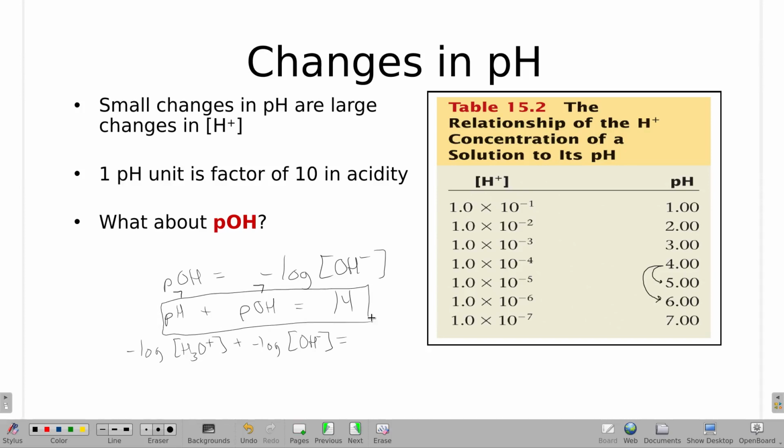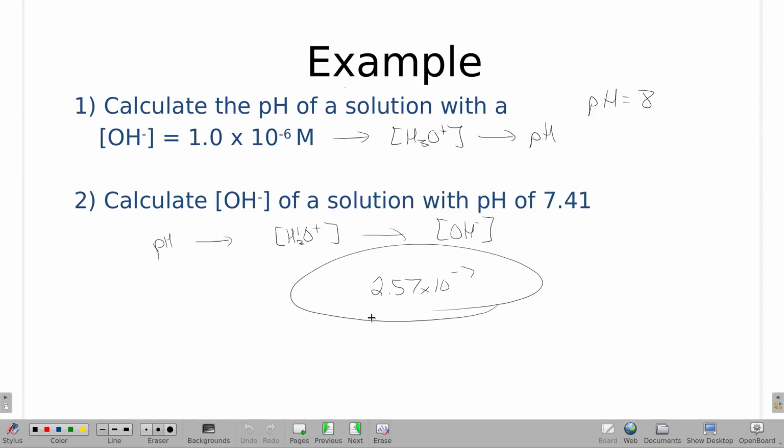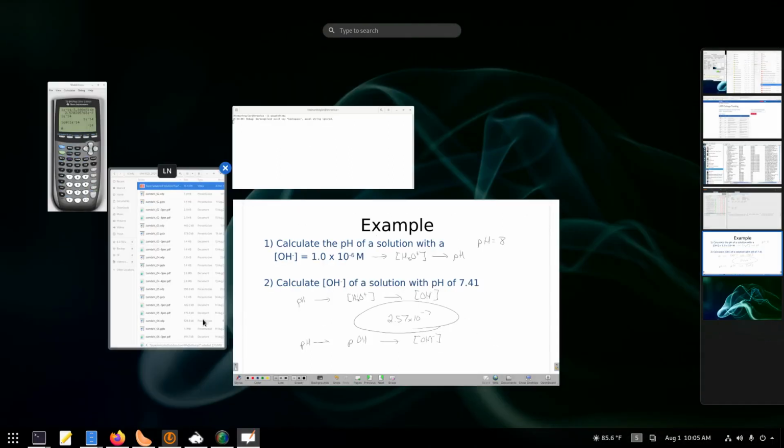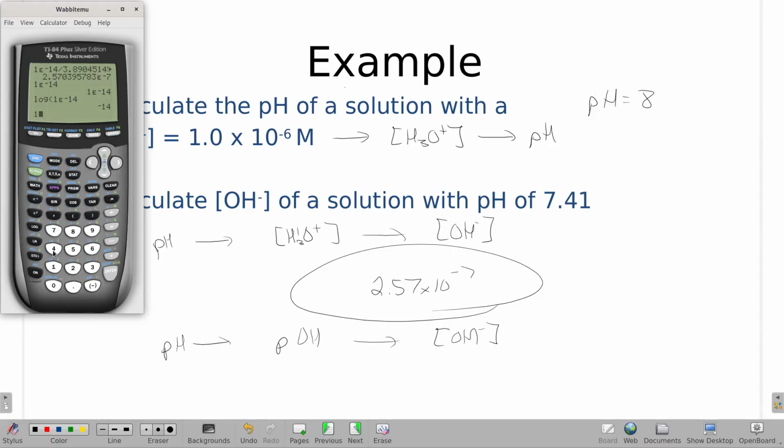Now, it turns out had I introduced that equation, that makes this second one a heck of a lot easier to solve. So what I'm going to do with this pH, instead of converting it to H3O, I'm going to turn it into the pOH, and then into the OH concentration. So look how this goes in your calculator. So we start with 14 and subtract 7.41. We get 6.59. And now I'm just going to do the inverse log of the negative of that value. And get the same value.